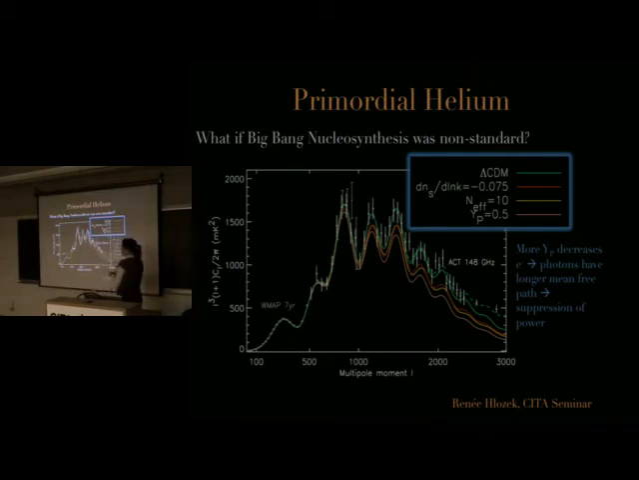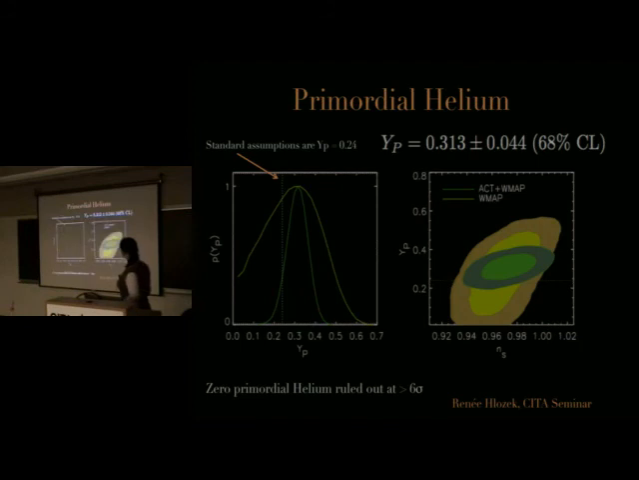The way to understand that is, if you have more helium, then as things recombine you're actually pulling electrons out of the plasma. The more electrons you pull out of the plasma, the longer the mean free path of the protons is, and so you're going to wash out structure and damp out the tails. That's what we see. So again, we have a slight preference for a high value of primordial helium. This is the concordance, and this is the ACT plus WMAP bound. One of the cool things is we rule out no primordial helium at greater than 6 sigma, which of course we know we have helium, so that's good.